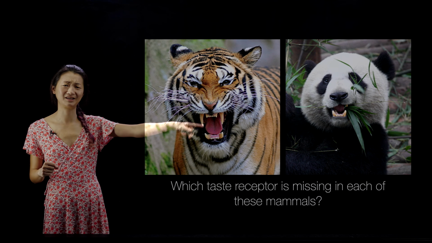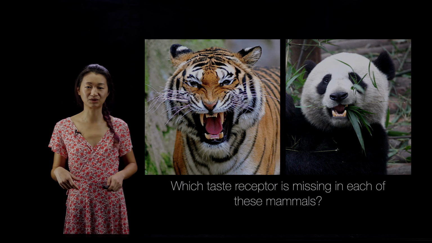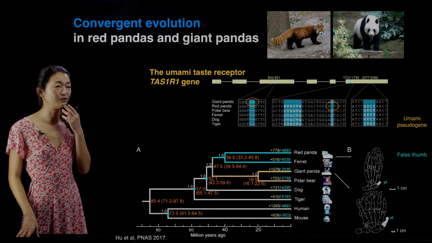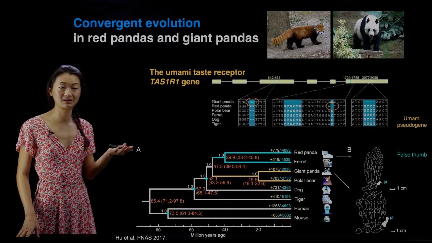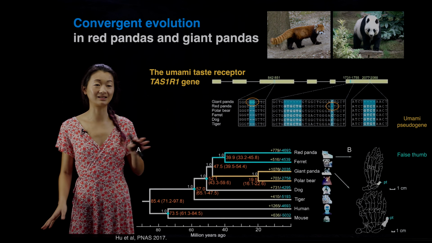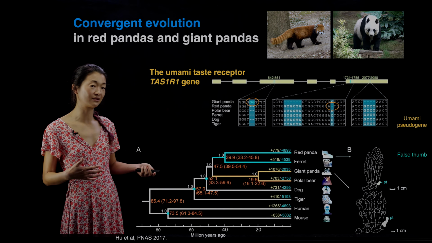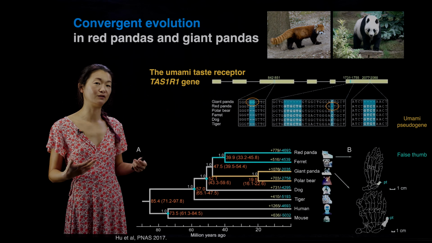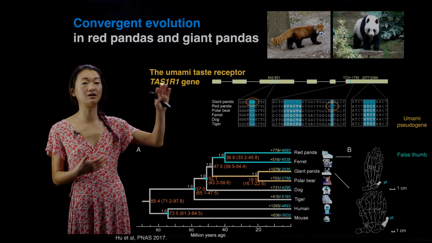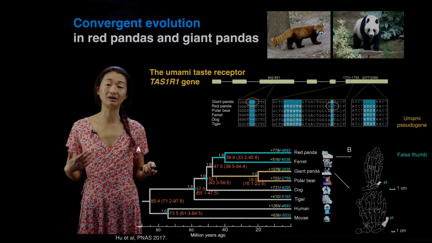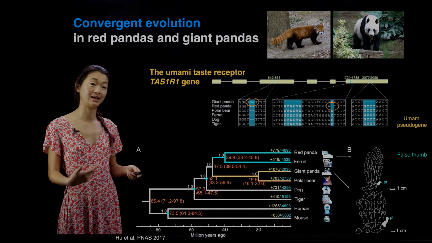They do actually have a ton of extra receptors for bitter, because that's something that's relevant for their dietary habits. So this is a lovely story in convergent evolution as well of red pandas and giant pandas. They are evolutionarily distinct lines here, and you can see that even though they're not related to each other, they have independently evolved a mutation so that they no longer have their umami taste receptor. They have become these pseudogenes that are no longer active in both red pandas and giant pandas.